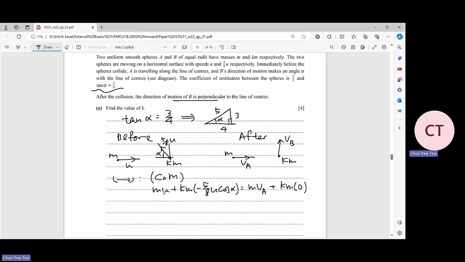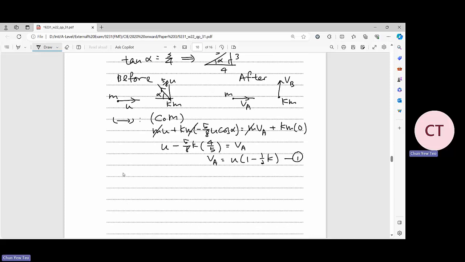Then you can see that m can be cancelled. You have u minus 5/8 k times cos alpha, and cos alpha is 4/5, so it will be 4/5, equal to v_A. Then v_A is equal to u times (1 minus half k). That will be my first equation.